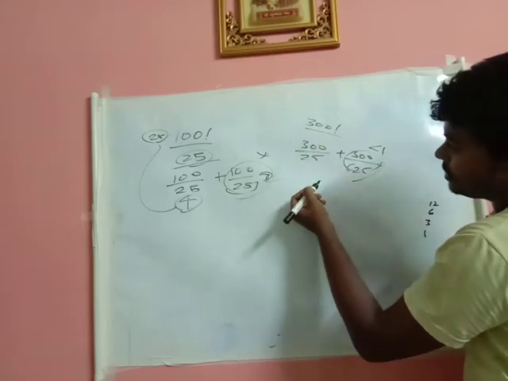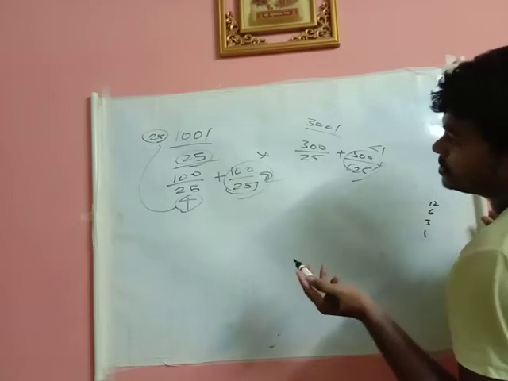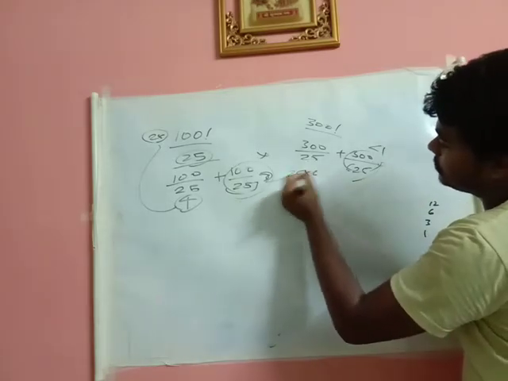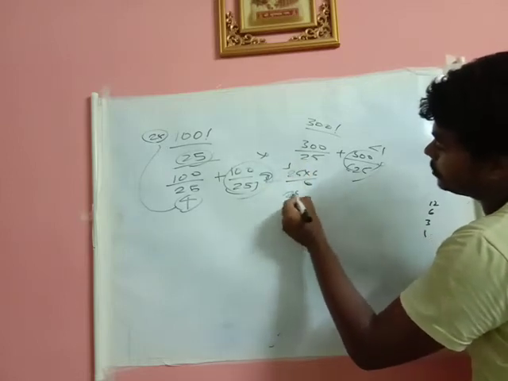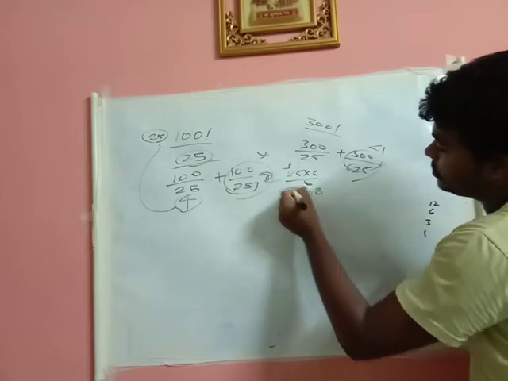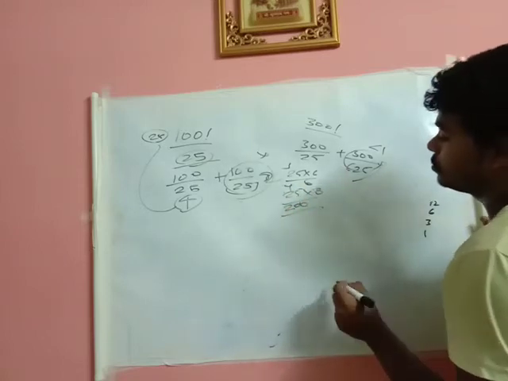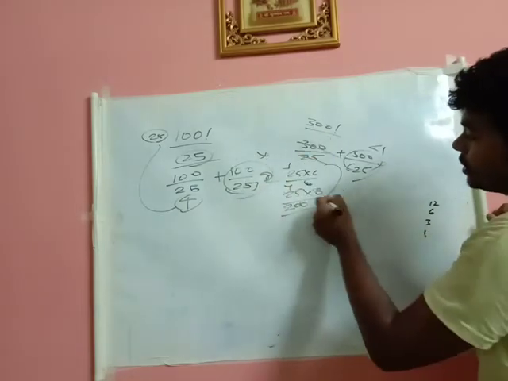So what is 300 by 25? 25 5s are how much? 25 6s, 6 5s are 30, 6 2s are 12. You will be getting 25 into 8, 5 5s are 40, 8 2s are 16, 200. So something you will be getting. What is 300 by 25? So that is the answer, right?